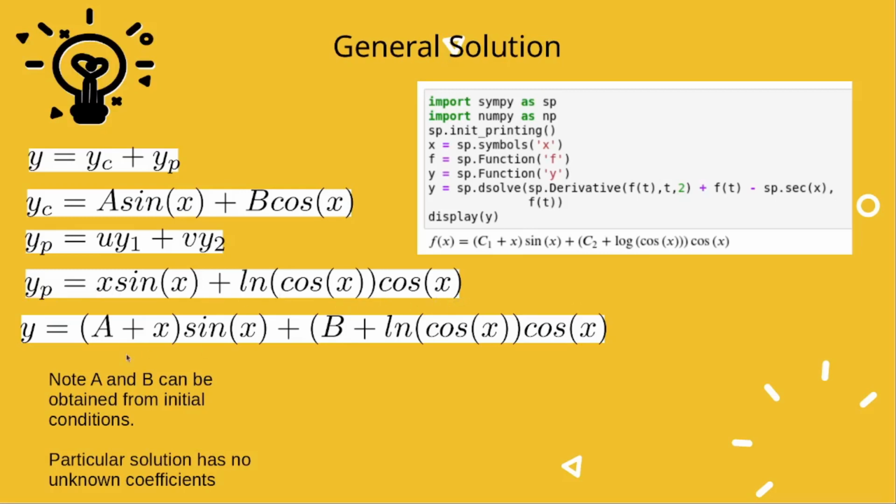So yp is equal to x sine x plus natural log of cosine x times cosine x. And if I sum them all up and pick the sine x and the cosine x terms, I get y equals (a + x) sine x plus (b + natural log of cosine x) times cosine of x. So a and b can be obtained if you know the initial conditions. And again, remember, the particular solution has no unknown coefficients because it is solving for that forcing function that appears on the right-hand side.